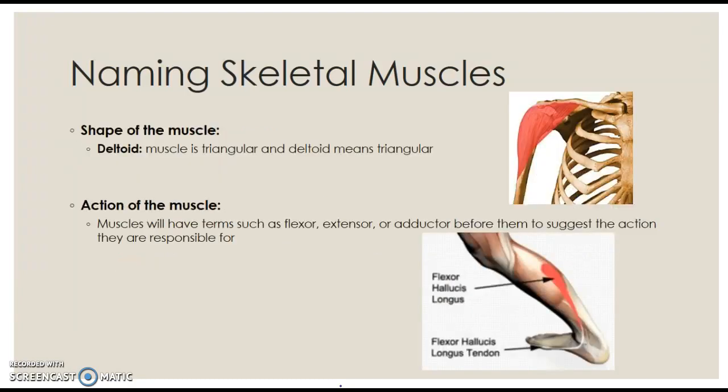Then we have the shape of the muscle. So for example, the deltoid, which is found in the upper shoulder area right here, is in the shape of a triangle, which deltoid literally means triangular. And then the action of the muscle, so what it actually does. Some of the muscles of your legs, for example, have the word flexor in front of them. That usually means that they're going to flex whatever joint that they're working with.